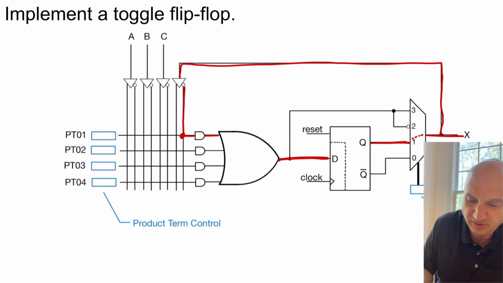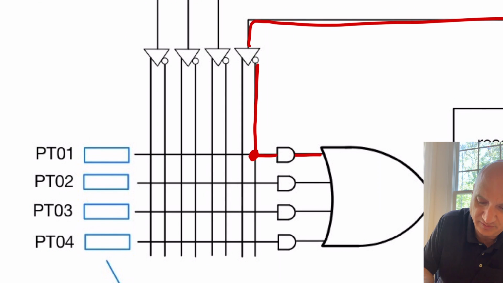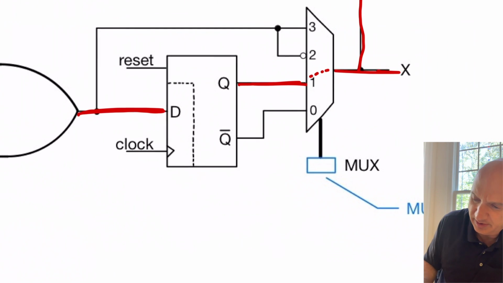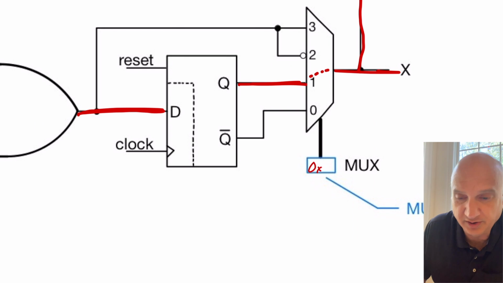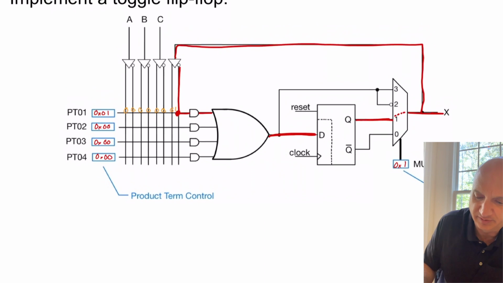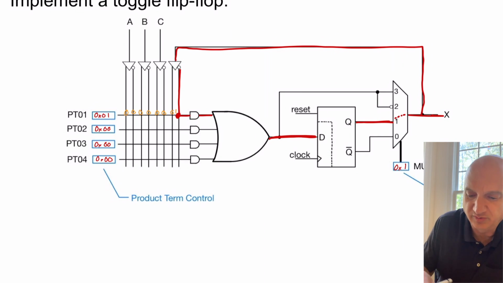So to program this, we would want to write in the appropriate values, sticking with our same notation as before, 0, 0, 0, 0, 0, 0, 0, 1, because we have that single connection there. And so this would basically end up being a hex value of 01. The rest of these are not connected, so they would be 00. And then over here, we would need to program the mux as a hex value of 1 because we're selecting the input 1 here to drive the output. So programming the bits in this way will result in a toggle flip-flop that is initialized with a system reset and clocked with the system clock.